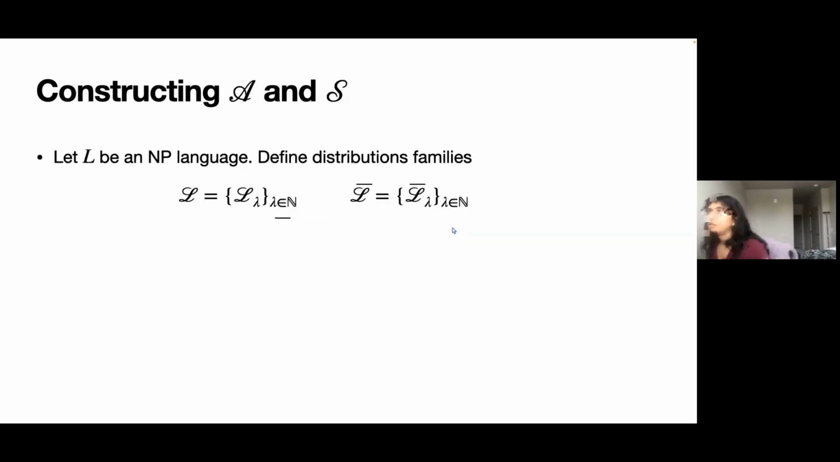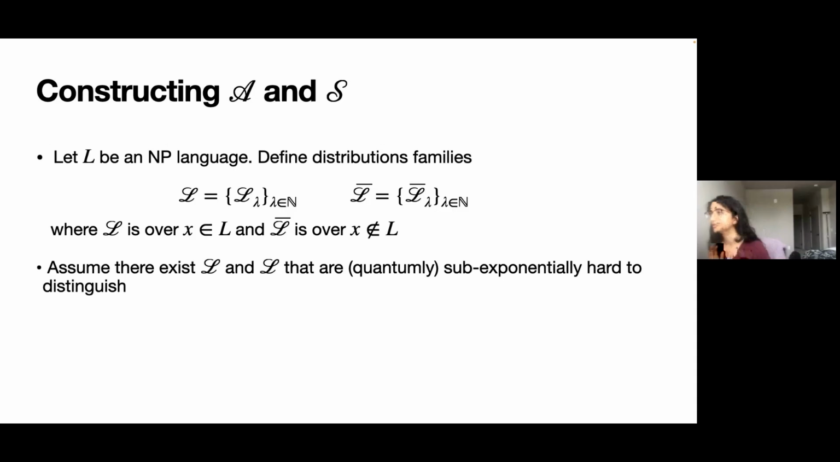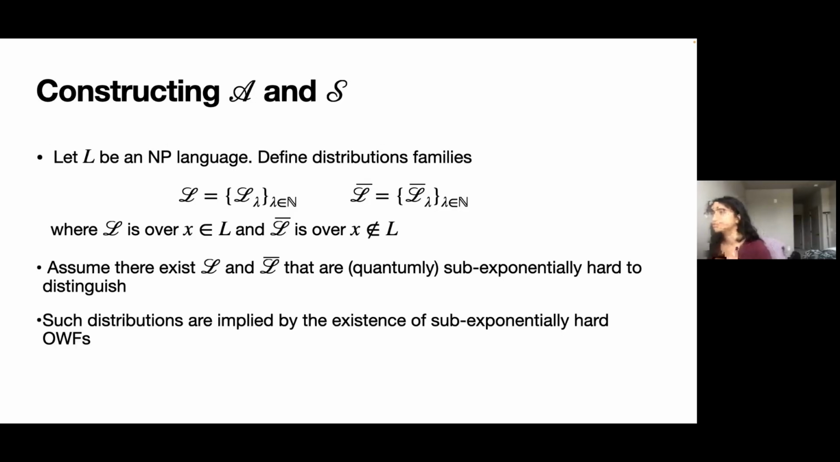Right, so now I'll talk a bit about how we construct the inefficient adversary and the simulator. Let L be an NP language, and we can define distribution families over yes instances and no instances. Yes instances are L, no instances are L bar. If x is in the language, then L is a distribution over x in the language, and L bar is the distribution family over statements not in the language. We first assume that there exist L and L bar that are quantumly sub-exponentially hard to distinguish. This goes back to our original assumption of the existence of sub-exponentially hard one-way functions. Assuming that there exist L and L bar that are sub-exponentially hard to distinguish is basically assuming the existence of sub-exponentially hard one-way functions.